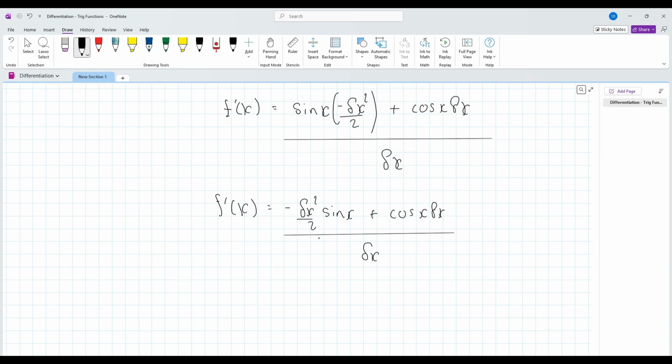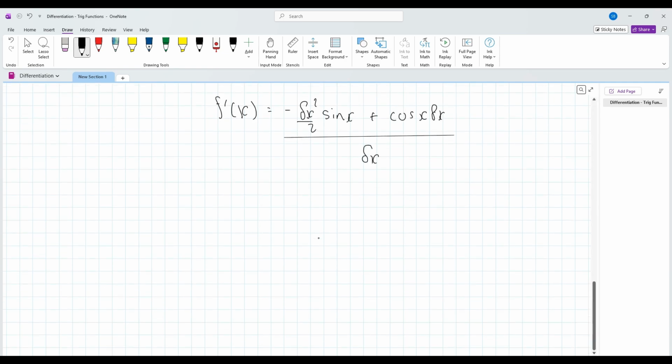Now there's a delta x in each term, so we can cancel some of these. So that cancels with that, and the squared term cancels, so we're left with f dash of x equals minus delta x over 2 sine x plus cos x.